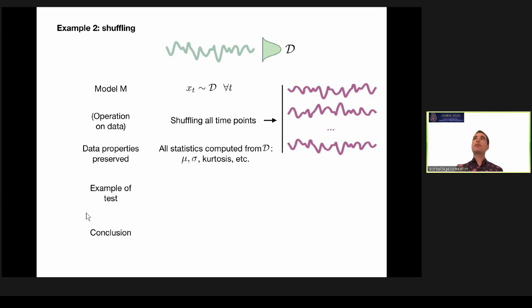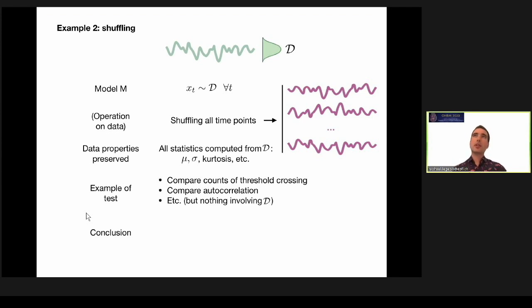What are meaningful tests that we could use to compare original and surrogate in this case? Well, we could compare again the counts of threshold crossings, or compare autocorrelation in the original and surrogate, because autocorrelation will be destroyed in surrogates, or any other metric again, but nothing involving the distribution, or nothing that is defined by the distribution of the original data, because this is by construction preserved in the original and surrogate data.